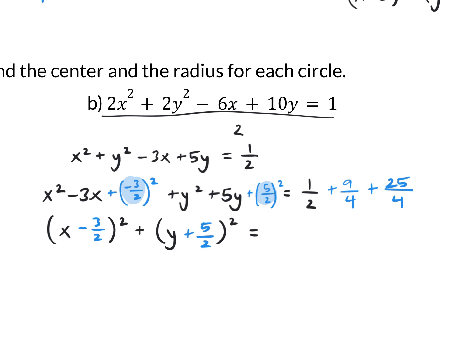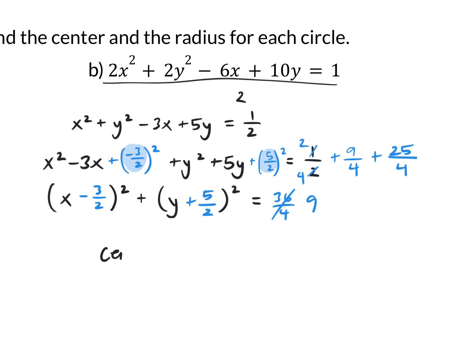Okay, and then on the right-hand side, let's just go ahead and simplify this. So this becomes 2/4, and if I add 2 plus 9 plus 25 together, that gives me 36/4, right? Which really, that's just 9. So now from here, we know that my center of my circle is at the point 3/2, comma negative 5/2. And my radius, on almost all of these ones on the front page, what's my radius going to be again? 3.